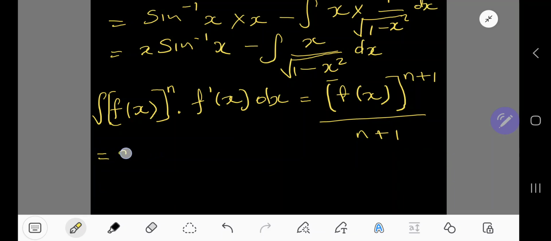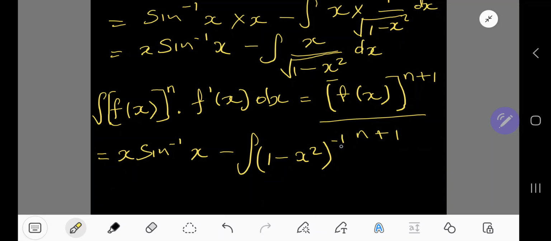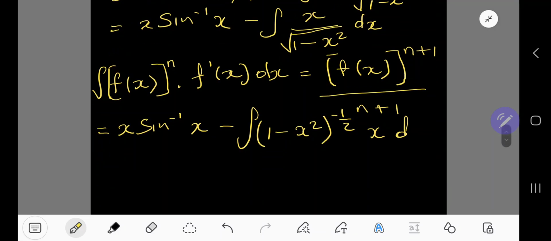So let's do that. X sine inverse of x minus, so we want to put f of x. Our f of x is 1 minus x squared. A root is 1 over 2, so it's minus 1 over 2 when we take it up, because when it's down, it was positive. Now we've got this f of x, we need to put that x. So this now is in this format because this is f of x, and outside we are multiplying by the derivative of this f of x. So let us apply that rule.